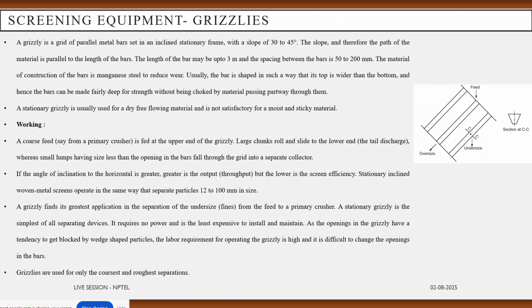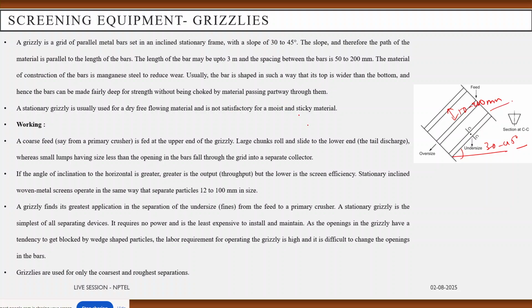These kinds of commercial screens are already available. This is a screen that is known as a grizzly screen. A grizzly is a grid of parallel metal bars, framed in an inclined way at an angle of 30 to 45 degrees. They slope, and therefore the path of the material is parallel to the length of the bar. The length of the bar may be up to 3 meters and the space between the bars may be 50 to 200 millimeters.